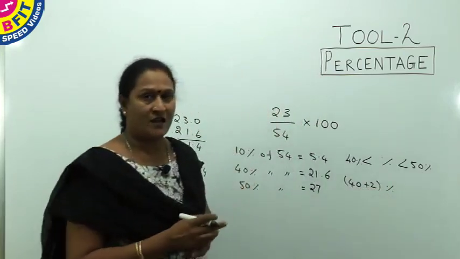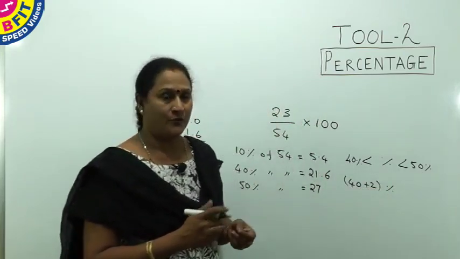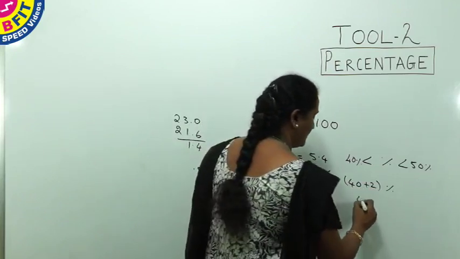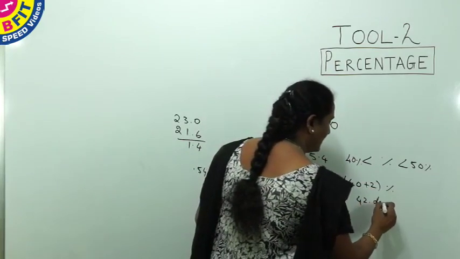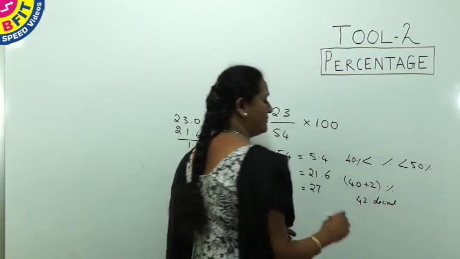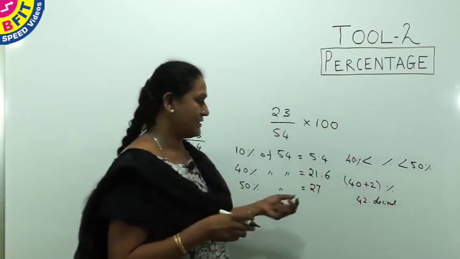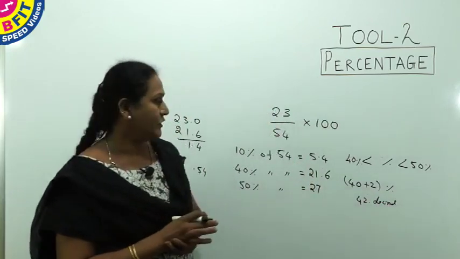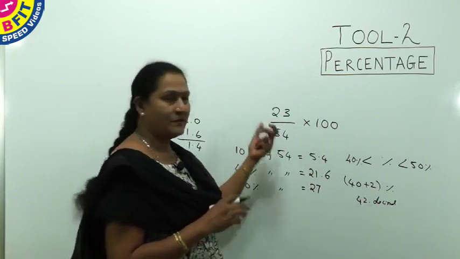So you choose the answer which is more than 42%. The answer will be 42 point something. So with the options, we can choose the percentage. By making a split-up for the denominator, we can find the percentages.